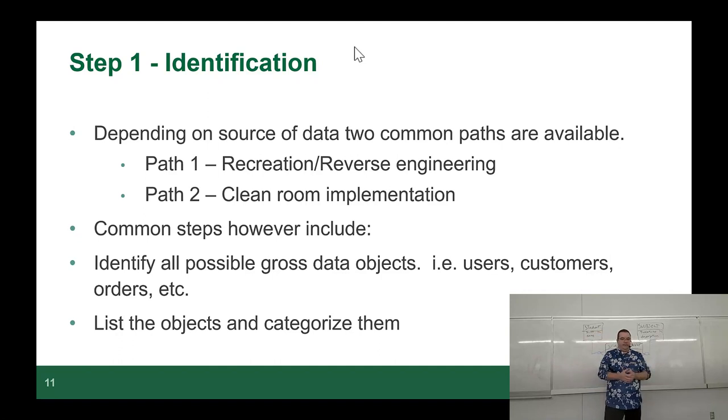Path two is really good for creative types because you're not constrained by existing information. If you're not very creative, path two might be painful. Depends on your personality. However, both paths have a very common set of steps. You try to identify all the possible gross data objects, also known as entities.